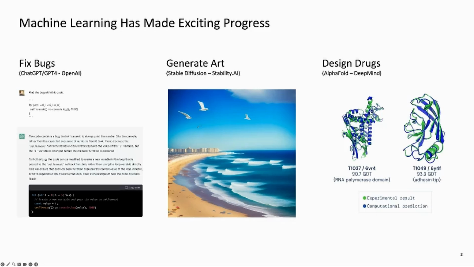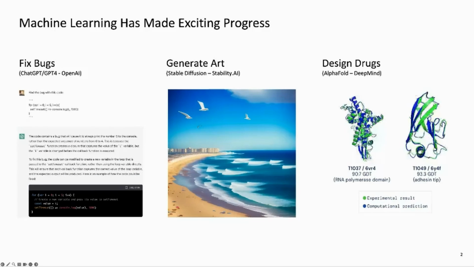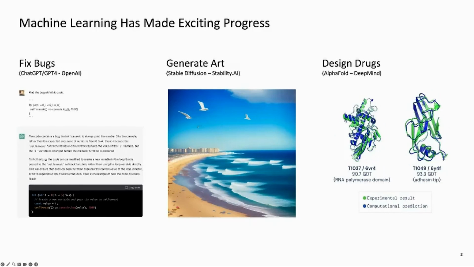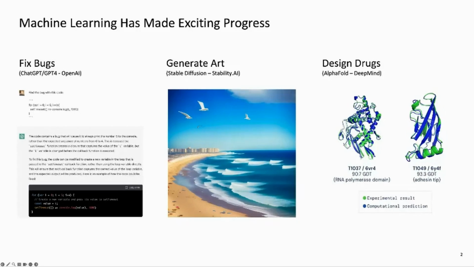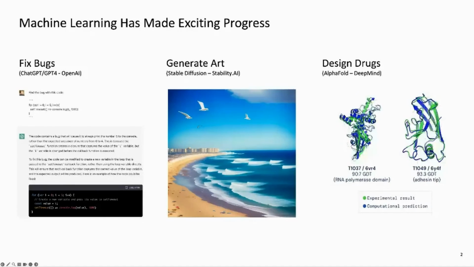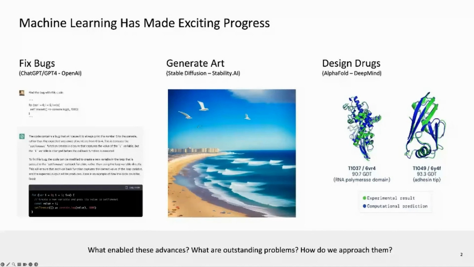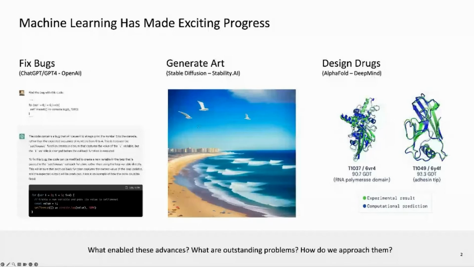In other domains, DeepMind has done amazing work with AlphaFold and AlphaFold 2, and they can use machine learning to predict protein structures really well. As a result, lots of companies are now using this to accelerate drug design. So what we want to understand at a high level is what enabled these advances, what are some of the outstanding problems, and how to approach these outstanding problems.